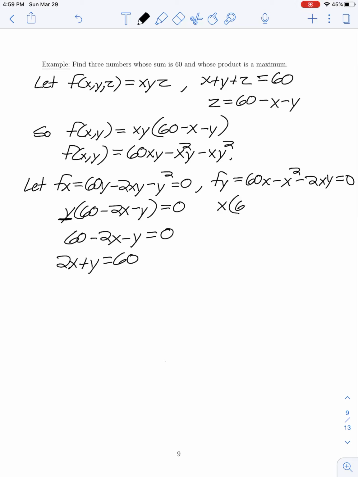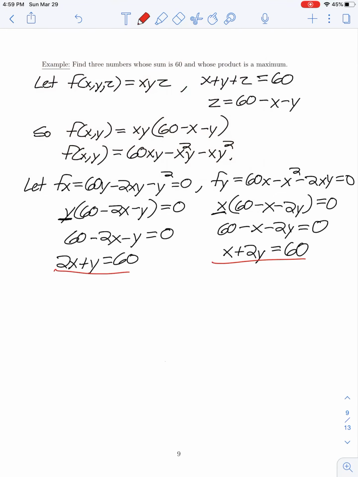Now, in a similar way, if we look at our second equation for the partial of f with respect to y, we see that we can factor out an x, and we're left with 60 minus x minus 2y is equal to 0. Now, using similar reasoning, we know that we do not want x to be 0 in this case, because that would minimize the product of our three numbers rather than maximizing it. So instead, we need 60 minus x minus 2y to equal 0, and it follows that x plus 2y is equal to 60. So in order for this function to have a critical point, we need both of these equations to hold. So let's consider that system of equations.